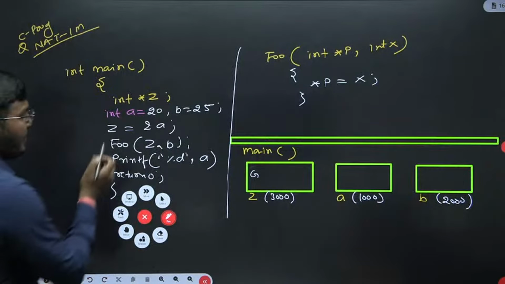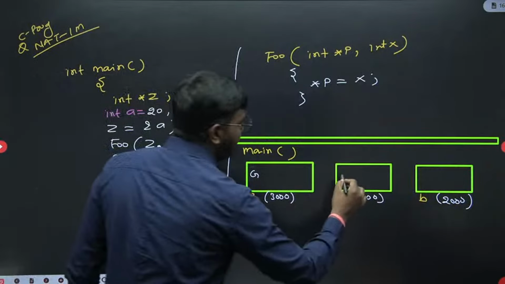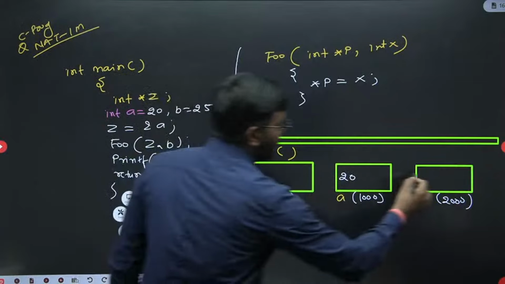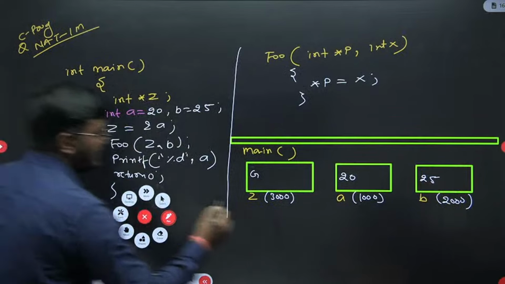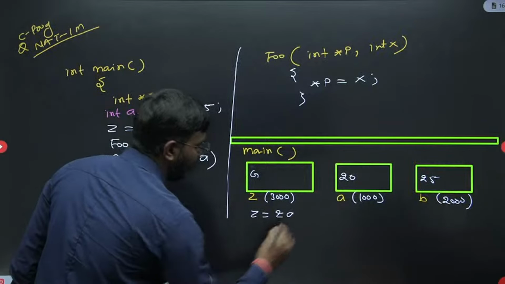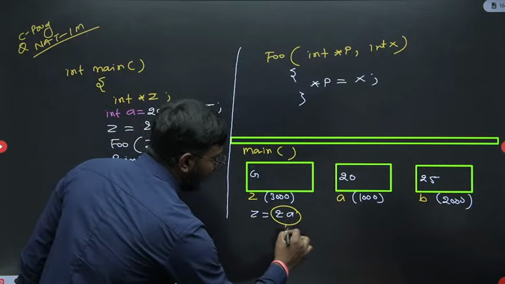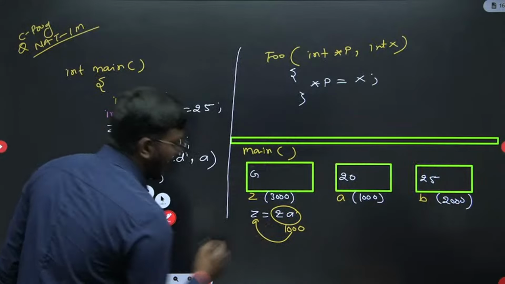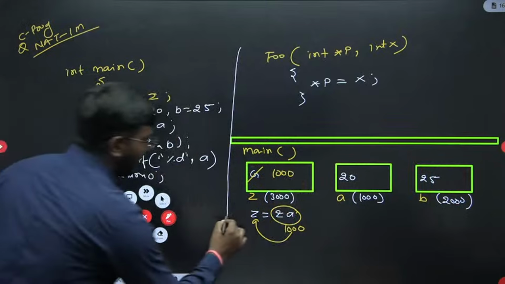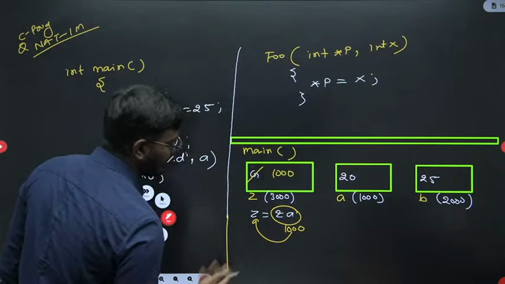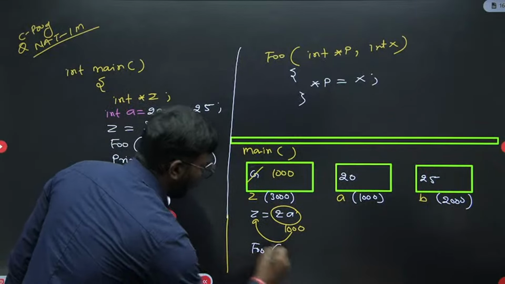Fine. Now see, a has 20 inside, b inside is 25, done. Now the second statement, we initialize z equal to &a. What is &a? Nothing but 1000. So 1000 will be stored inside this z. So z will be updated by 1000. Very good. Then we call this foo function, foo of z.